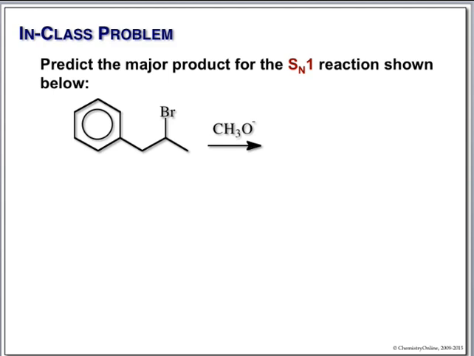So, for this SN1 reaction, go ahead and draw the structure of the initially formed carbocation, the most stable carbocation following rearrangement, and the final product. Initially formed carbocation, all we're going to do is break the bond from the carbon to the bromine, and we will form the secondary carbocation.